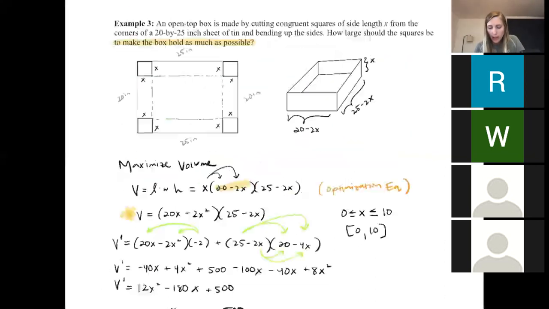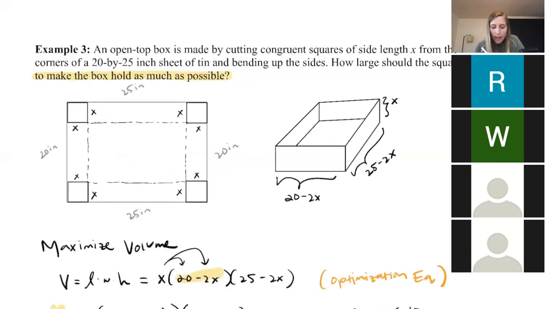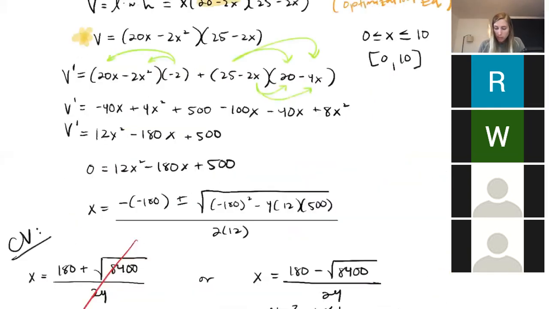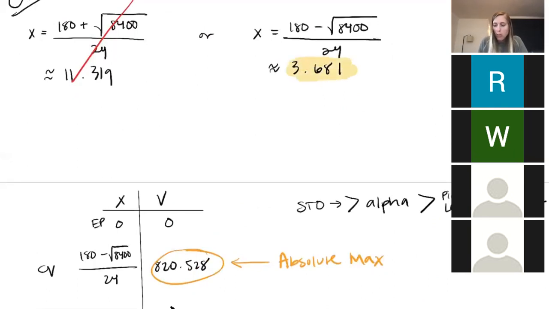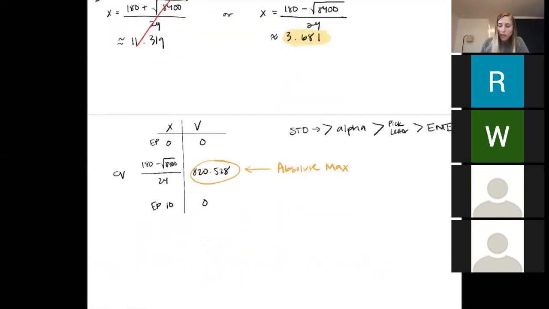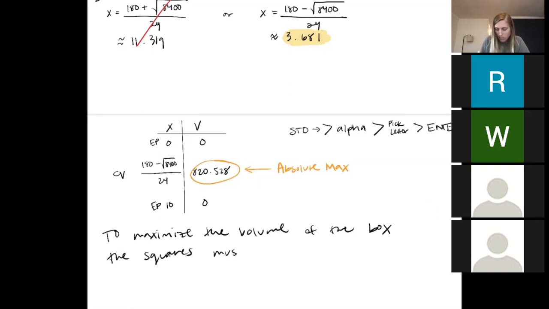The question is asking how large should the squares be to make the box hold as much as possible? Well, we also know what the dimensions of the squares would be, right? We can use the approximation in our sentence. So about 3.681 inches by 3.681 inches to maximize the volume. So I'm going to put approximately 3.681 inches by approximately 3.681 inches.